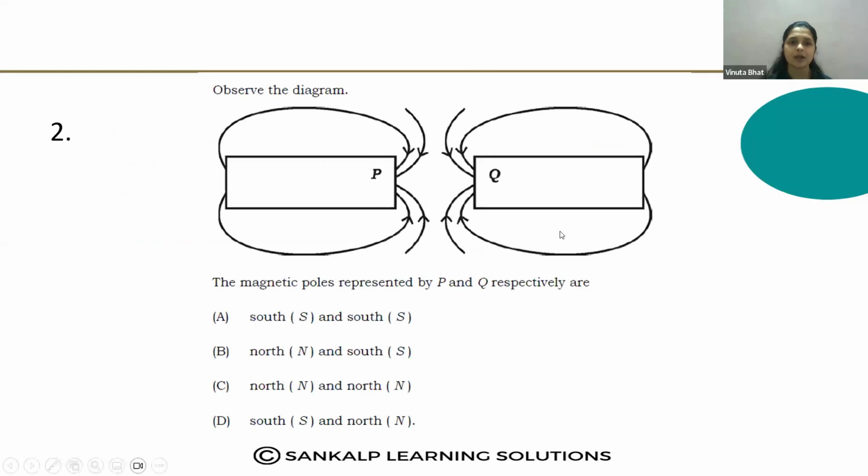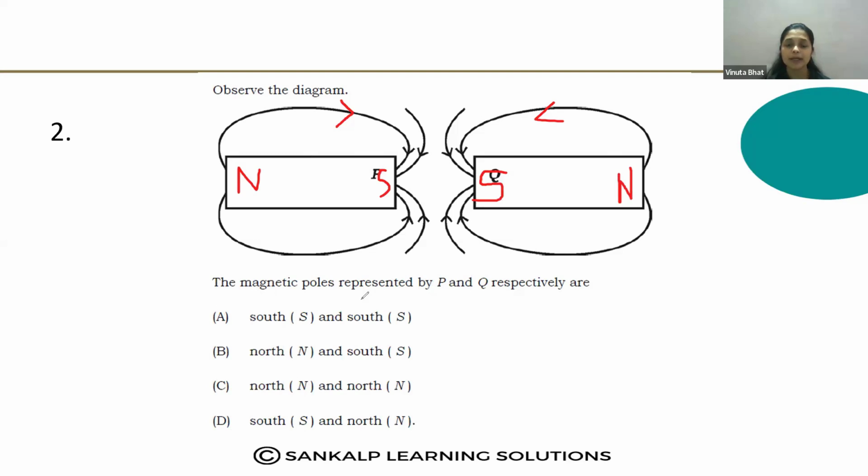Next question. Observe the diagram. The magnetic poles represented by P and Q respectively are. Just see this bar magnet and the direction of the magnetic field lines. You can say that this is north and this is south, because the magnetic field lines always emerge from the north and move towards the south. Here also you can see the direction like this. So this is north and this is south, right?